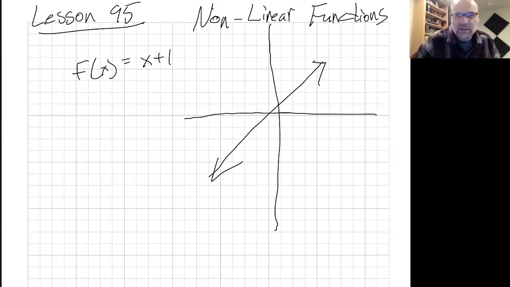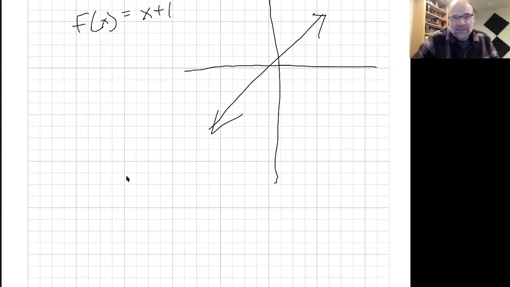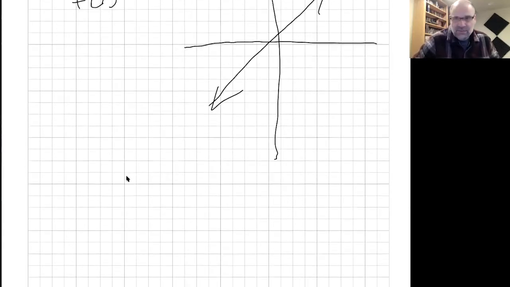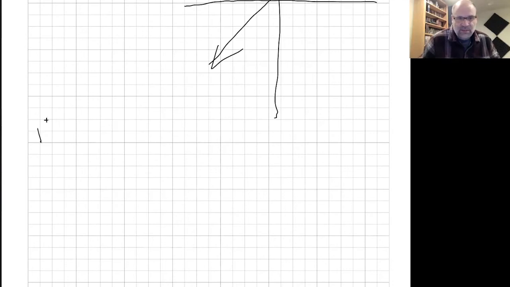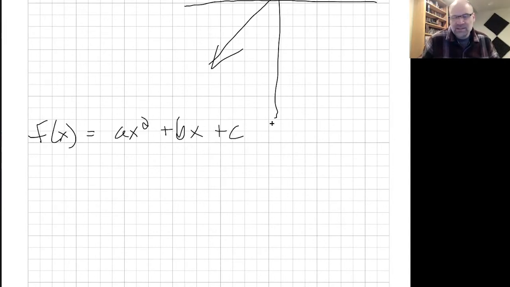Okay, we got another one-liner. So these are nonlinear functions. Oh, this is a linear function. Basically, nonlinear functions do not form a straight line. Let me give you an example. This is f of x equals ax squared plus bx plus c. This is called a quadratic function.